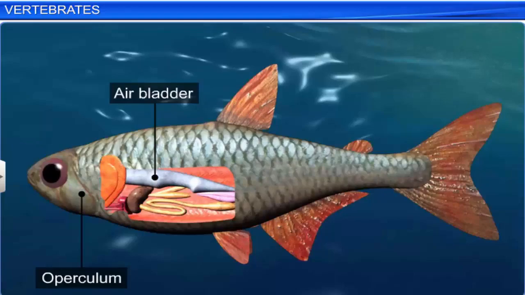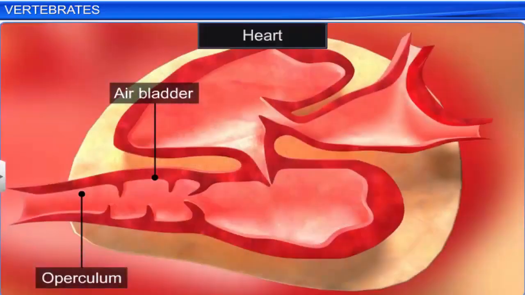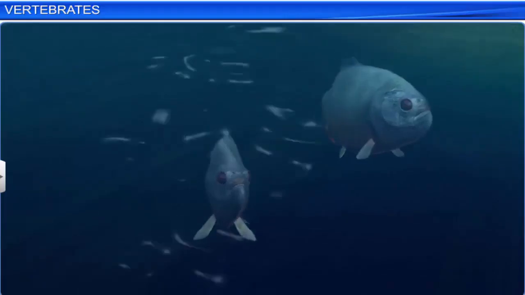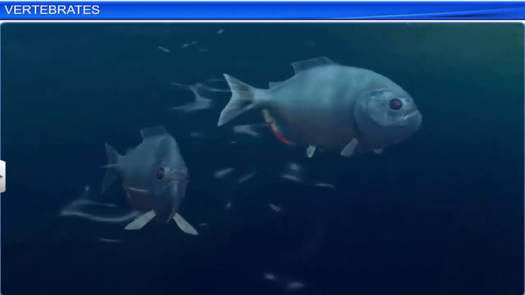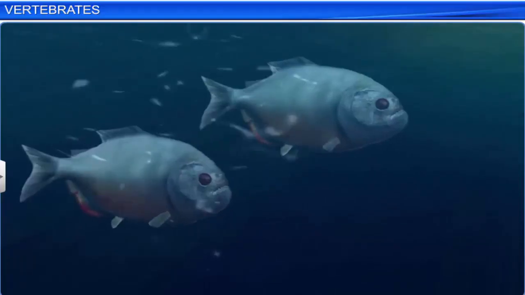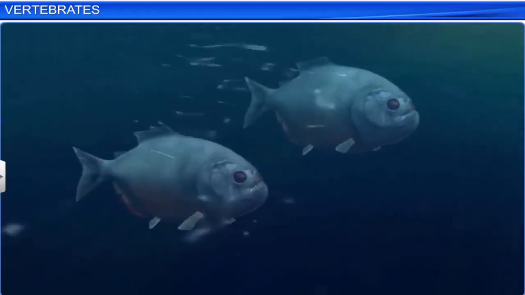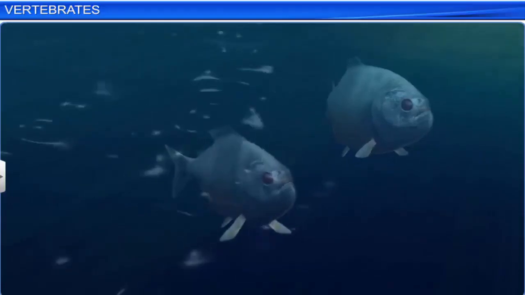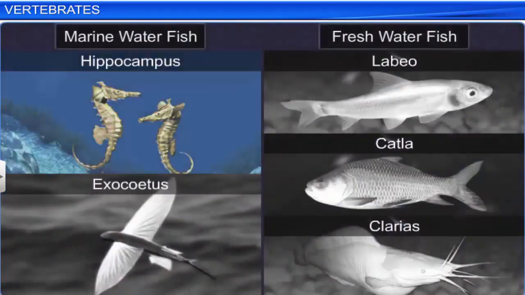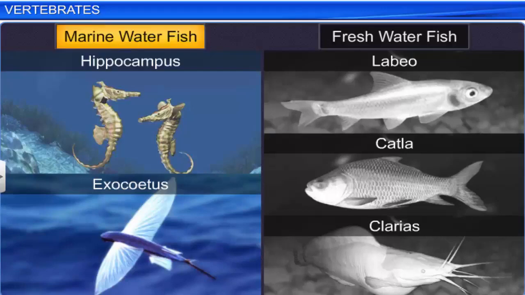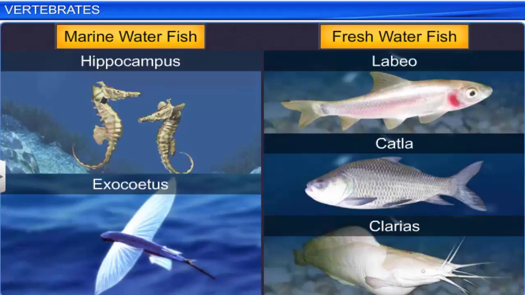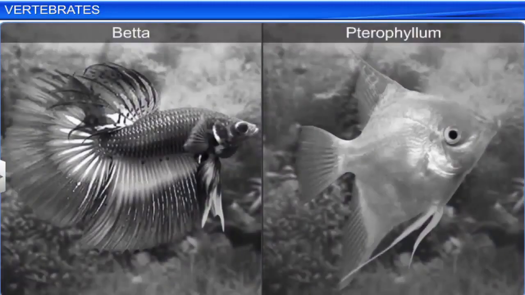They too are cold-blooded and have a two-chambered heart. Osteichthyes are dioecious and fertilization is usually external. They are largely oviparous and exhibit direct development. Hippocampus and Exocetus are marine fish, while Labeo, Catla, and Clarias are freshwater fish, while some fish like betta and pterophyllum are used in aquariums.